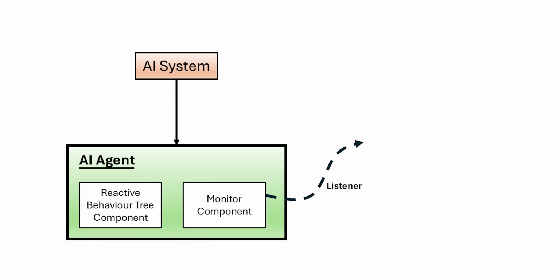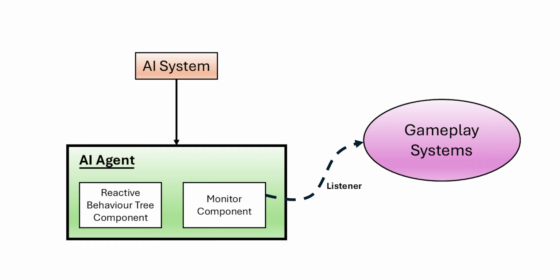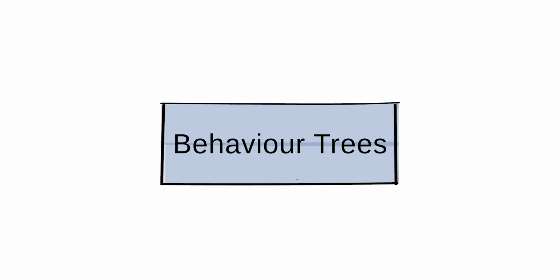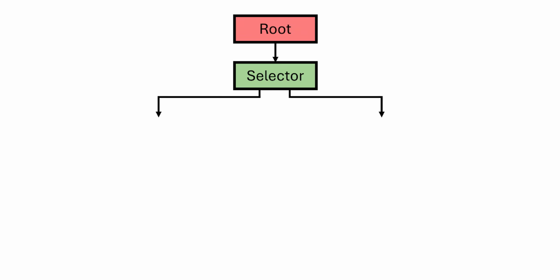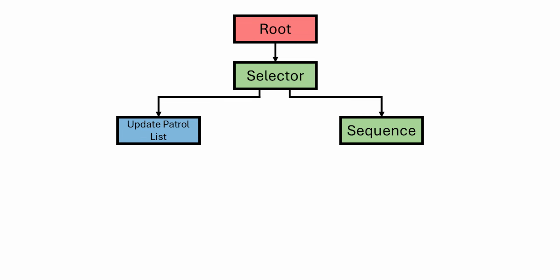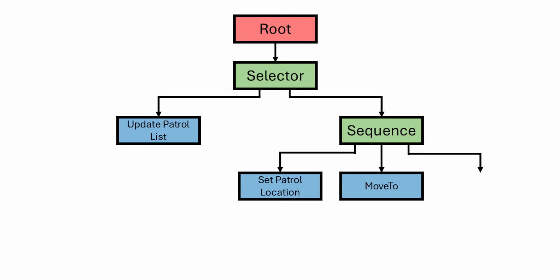We will be looking at each of these in some detail, but before we do, let's take a quick look at a standard behaviour tree to see why you'd want to use the reactive behaviour tree approach. As an example, let's build a behaviour tree for a soldier to patrol. We start with the root node, which has one child, a selector. This selector has two children, the first of which is a leaf node that updates the locations the agent needs to visit on their patrol. The second child is a sequence node that requires the agent to set the patrol location, move to it, and then wait for the next position to be acquired.